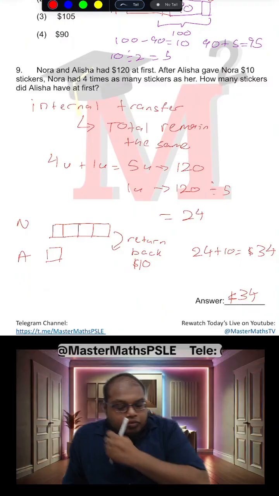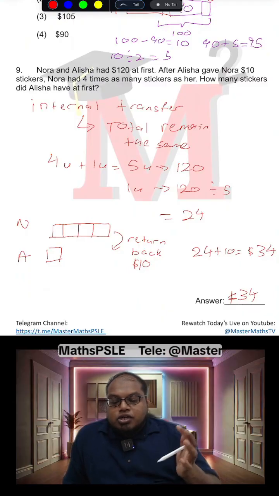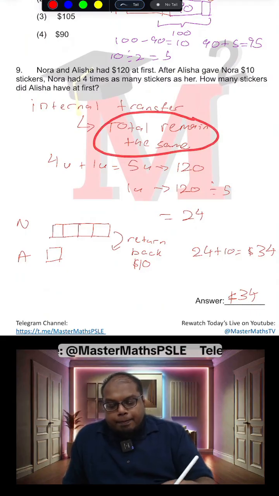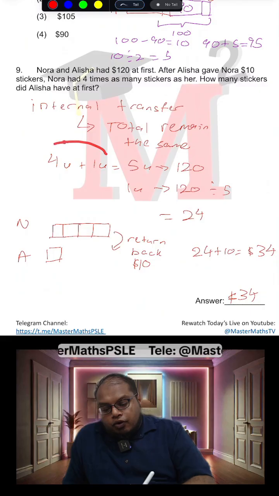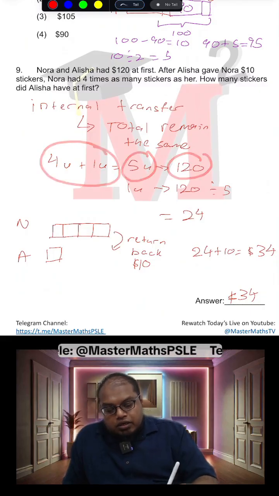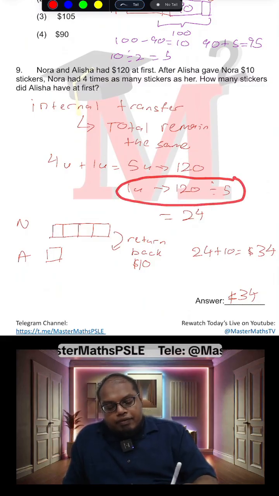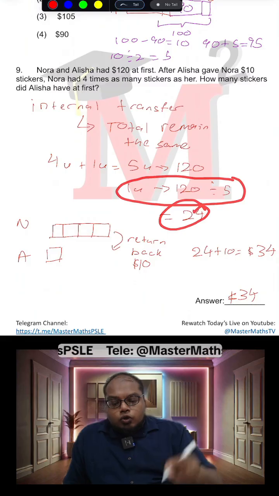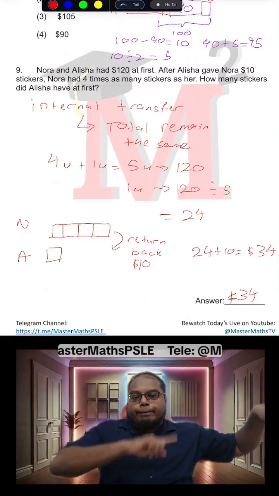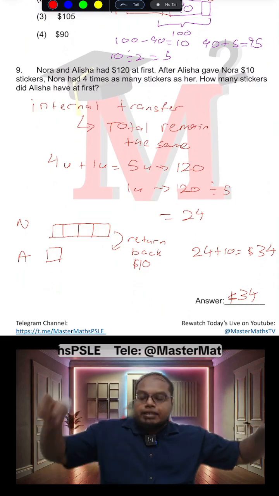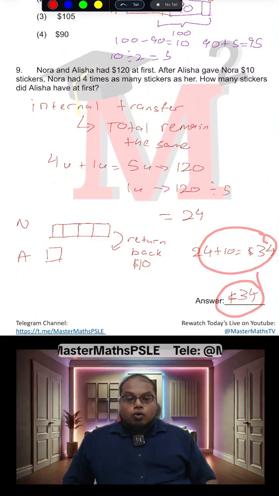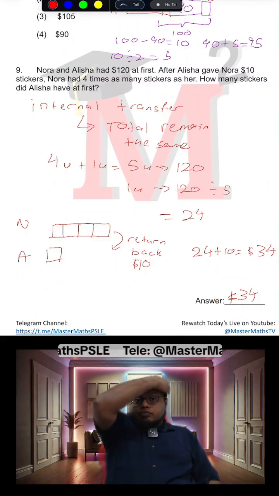Now we go to question 9. Again, this is an internal transfer. Like I said, the total remains the same. So total 4 units and 1 unit is 5 units, is 120. So 1 unit, 120 divided by 5, we got 24. Now just now was Alicia gave to Nora. So to work backwards, Alicia has to plus 10. That's why 24 plus 10, answer is 34.